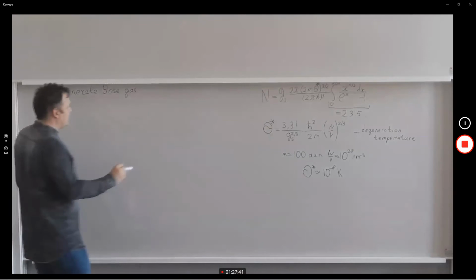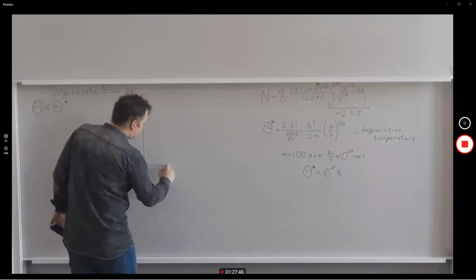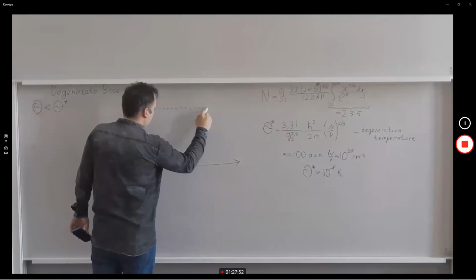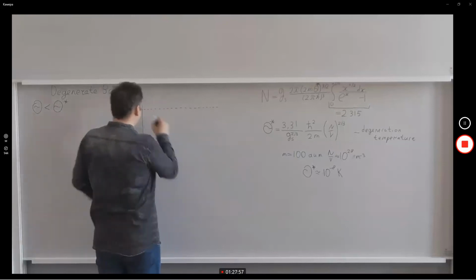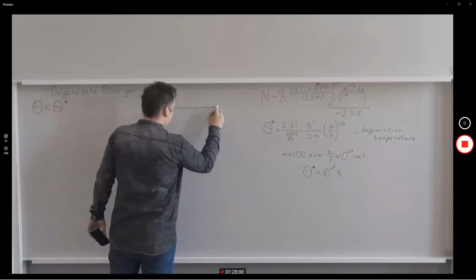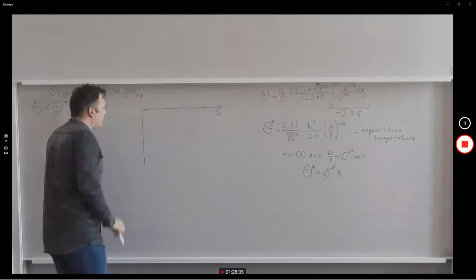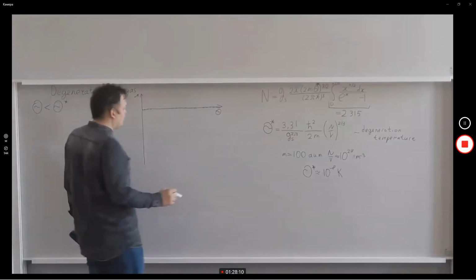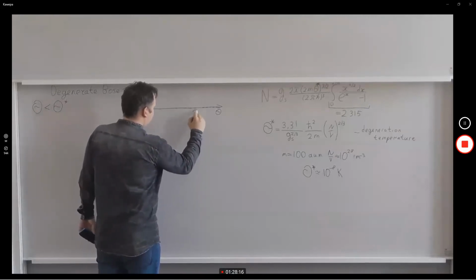And the first thing which we do is make a plot: a plot of the chemical potential as a function of temperature. Here is the temperature, here is the chemical potential, and here I put the temperature of degeneration, theta asterisk.